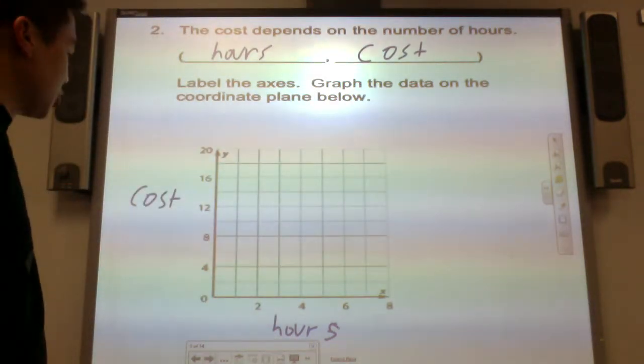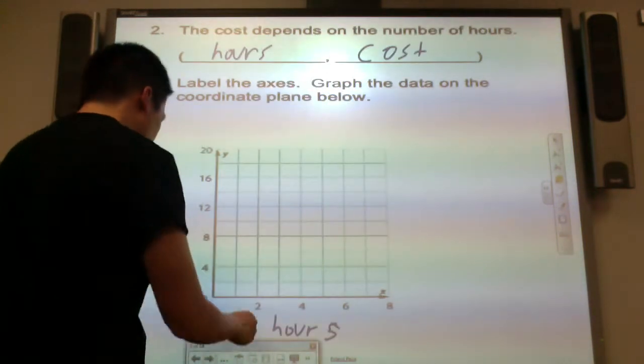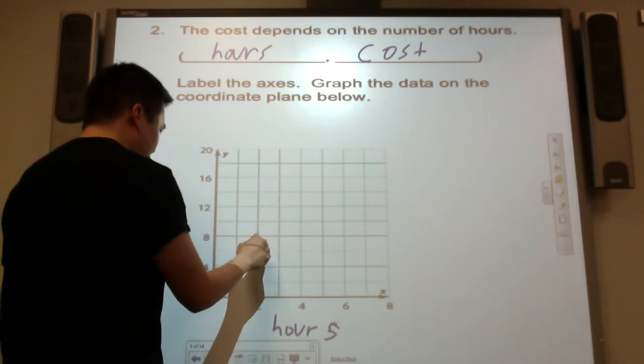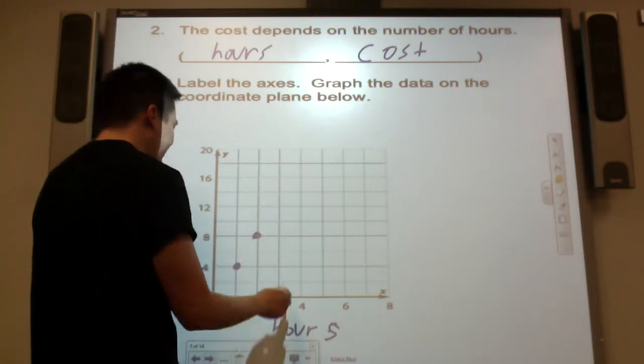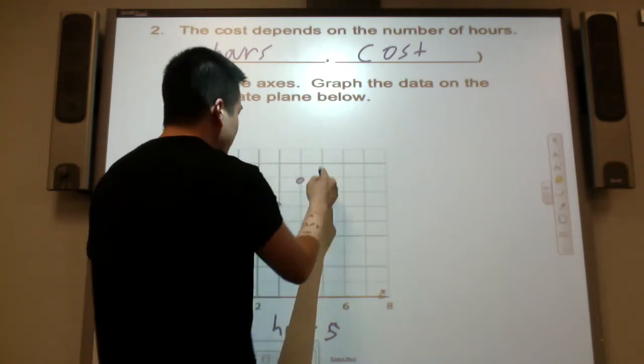All right, so let's go back to our table and let's graph. For 1 hour, I charge $4. For 2 hours, I charge $8. For 3 hours, I charge $12. For 4 hours, I charge $16. For 5 hours, I charge $20.